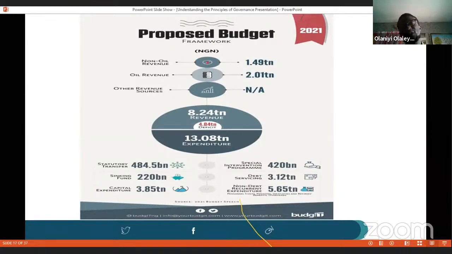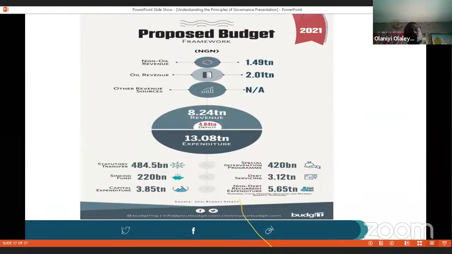So that deficit you see in the middle will be borrowed by the federal government. How many citizens know this? Nobody. So let's look at the whole framework of this budget. We see the non-oil revenue, the top one. These are the projections of federal government revenue. They said they will get 1.49 trillion from non-oil, 2 trillion from oil.